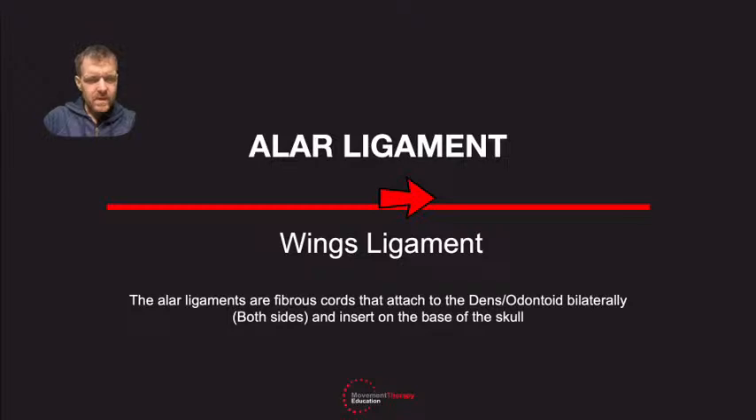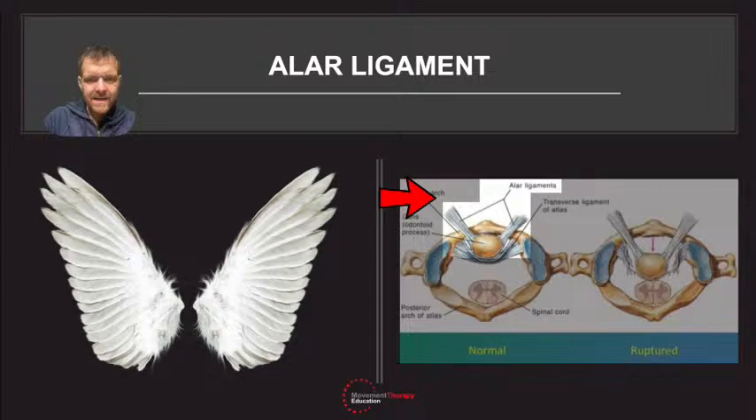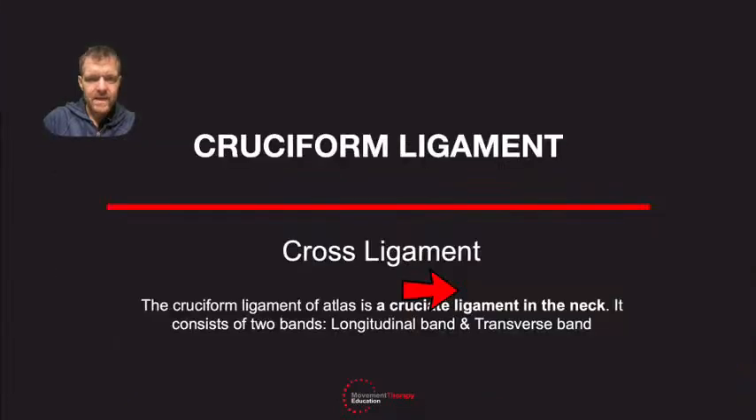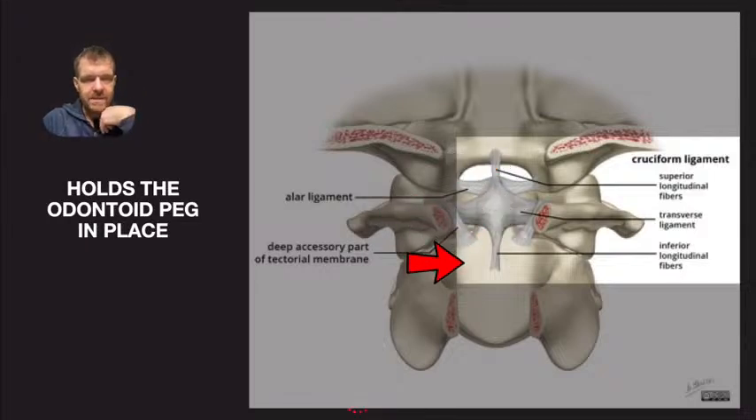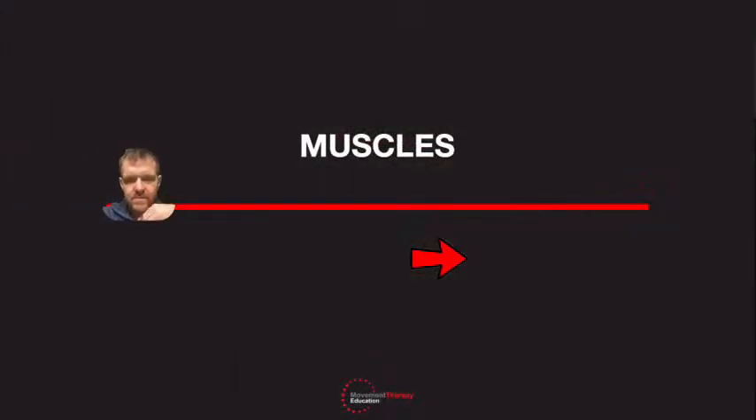Then these are the ones we looked at at the beginning with the apical ligaments. We have the alar or wing ligaments, which attach onto the odontoid peg as well. We had a look at that last week. And then the cruciform or cross ligament, which is another one that attaches onto the peg and to the skull to keep the odontoid peg in place. So that was all our ligaments from last week, a quick whistle stop tour. Now we're going to have a look at the muscles.